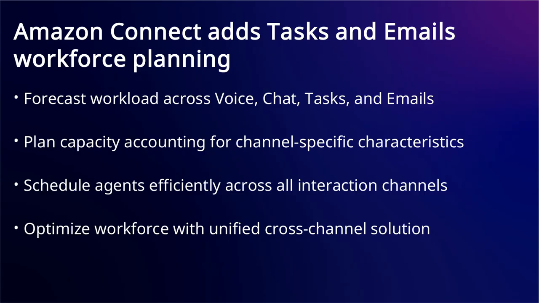This feature enables you to forecast demand across voice, chat, tasks, and emails in a single system. You can plan capacity that accounts for channel-specific characteristics such as concurrent work handling, variable work duration, and distinct service level requirements. You can schedule agents efficiently across all interaction channels based on unified forecasts. You can optimize your entire workforce within one solution, eliminating the need for separate planning tools per channel and ensuring consistent service levels across all customer interactions.